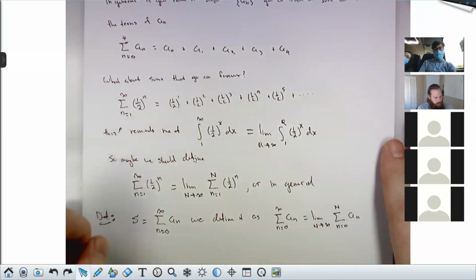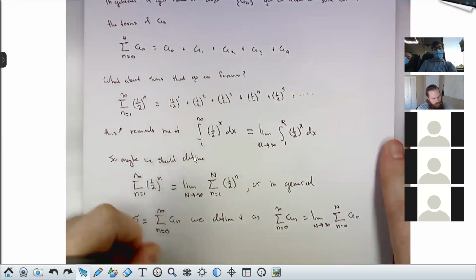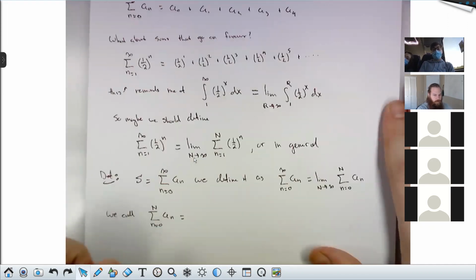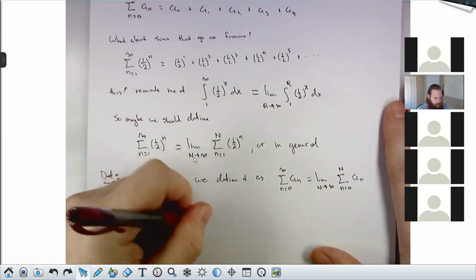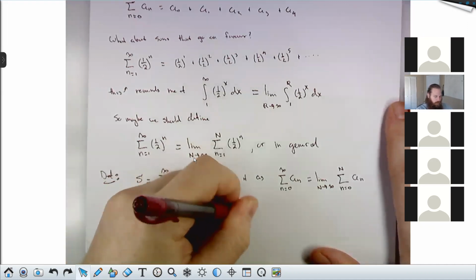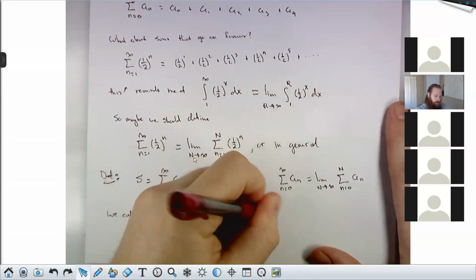There are some special names. We call the sum from wherever up to capital N of a sub little n, we call that thing S sub capital N, the nth partial sum.